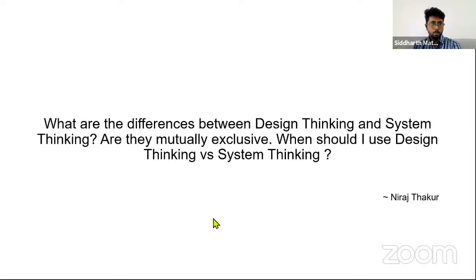What are the differences between design thinking and systems thinking? Are they mutually exclusive? When should I use design thinking versus systems thinking? Asks Neeraj. Thank you, Neeraj. That's a great question. So design thinking is something that you can pick up in this course. That's what the course is aimed at. You can find out more about it as the course progresses.